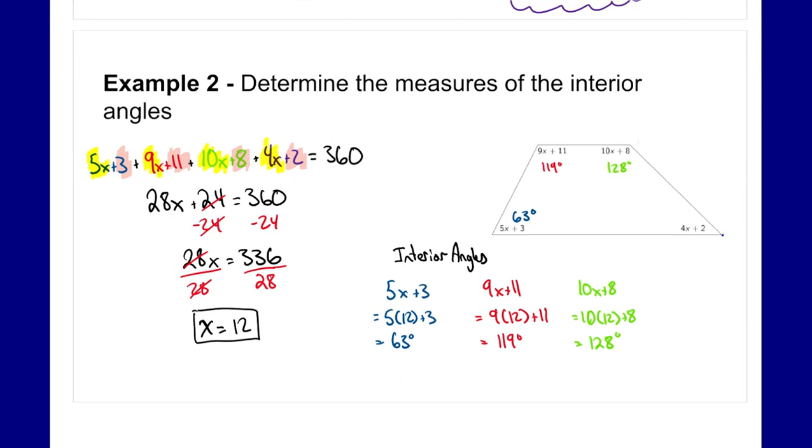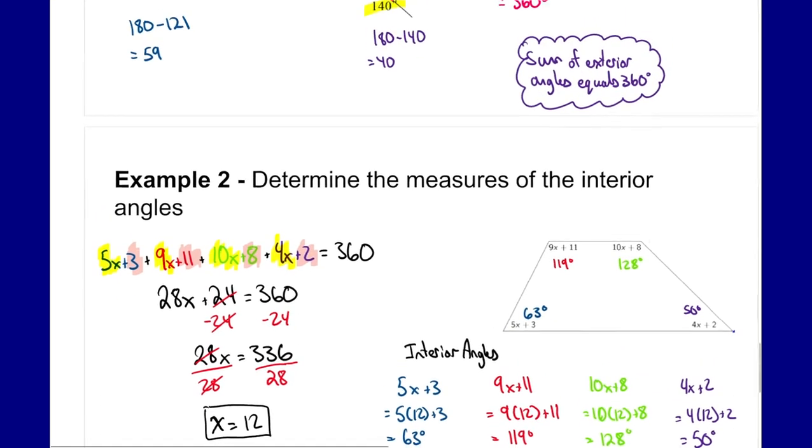And lastly, if we wanted to, we could just do 360 minus the 3 angles we just found, or let's just plug it into our expression for that angle. So 4x plus 2 equals 4 times 12 plus 2 equals 50 degrees. So that is the measure of each interior angle. Very similar to what we did with the triangle, we're combining like terms and solving equations with our angle properties.